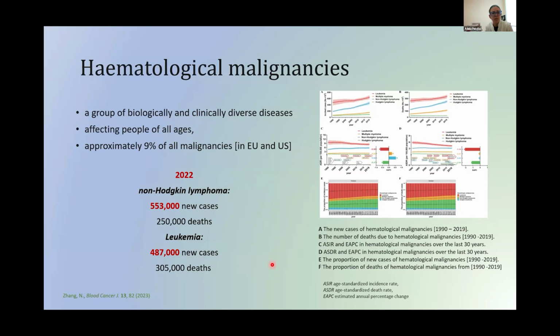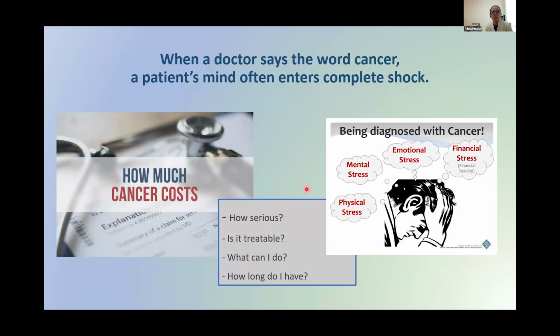with hematological malignancies, but also to see this financial problematic they present. Because when a doctor says that, well, you have a cancer, the patient's mind goes into complete shock, and they are thinking mostly how serious it is, how terrible is this disease, what can I do with this disease, mostly how long do I have to live, and so this compounds this physical, mental, and emotional stress. But if you lack money, sometimes you have this financial stress, and we are speaking about this financial toxicity.